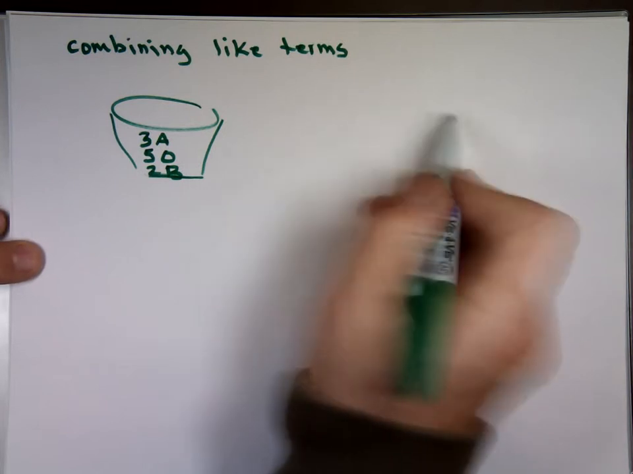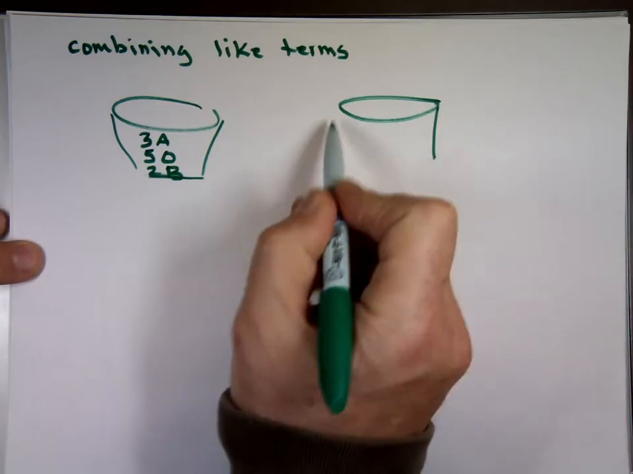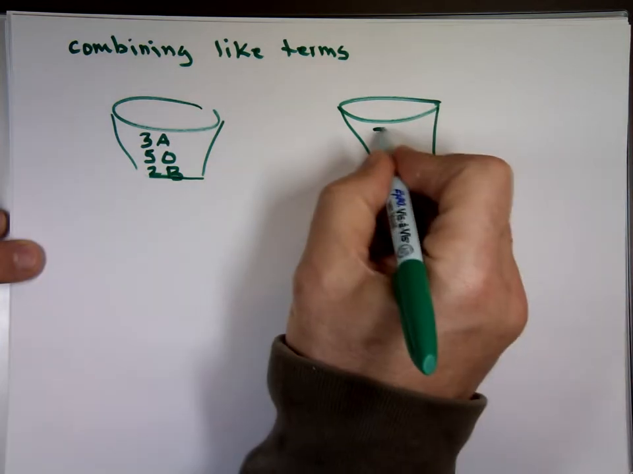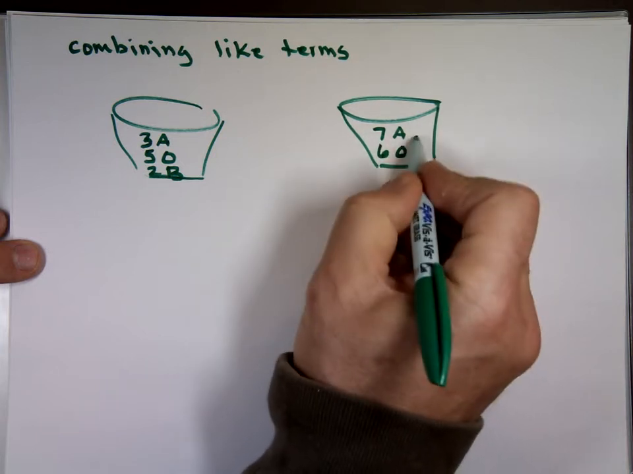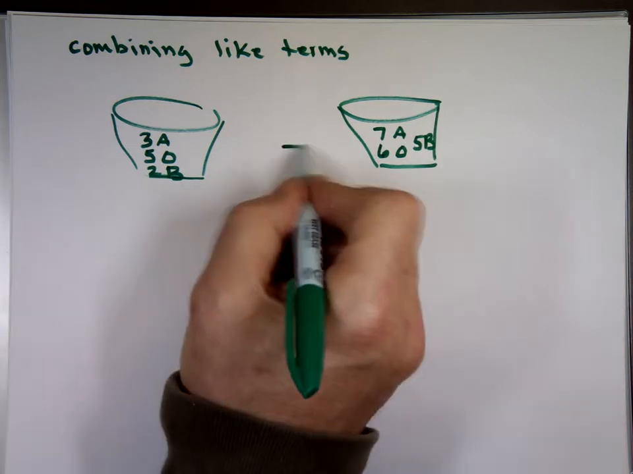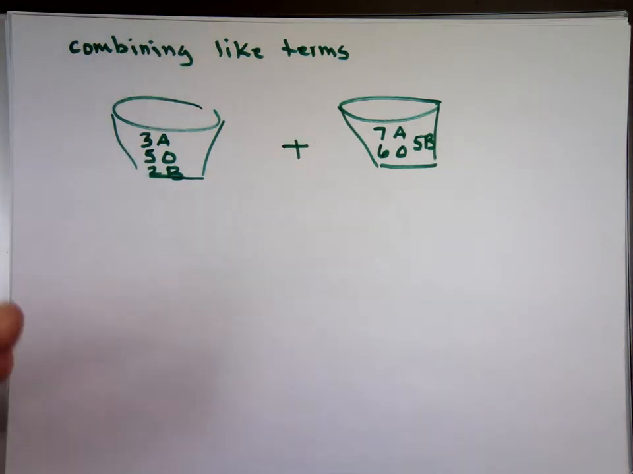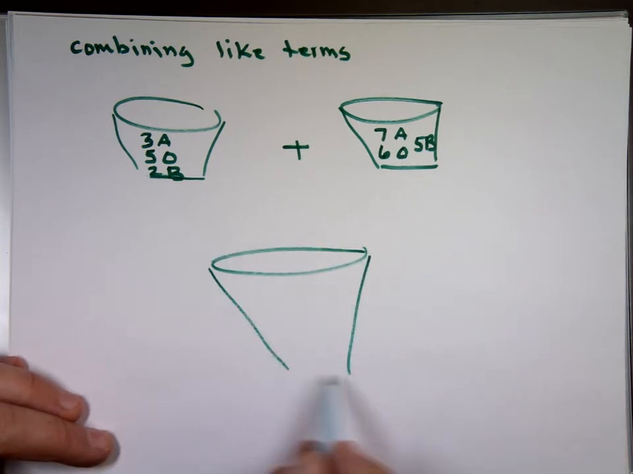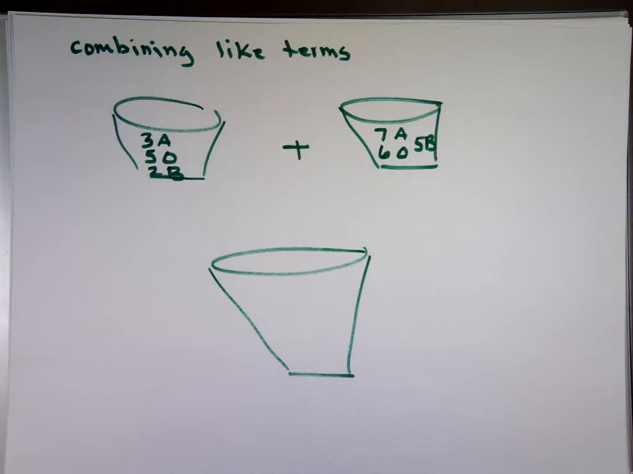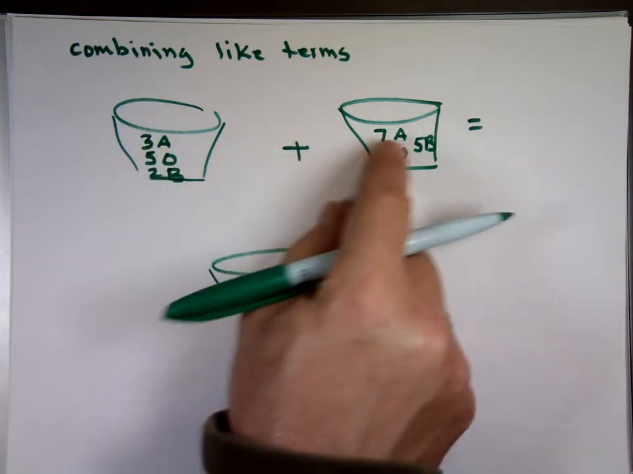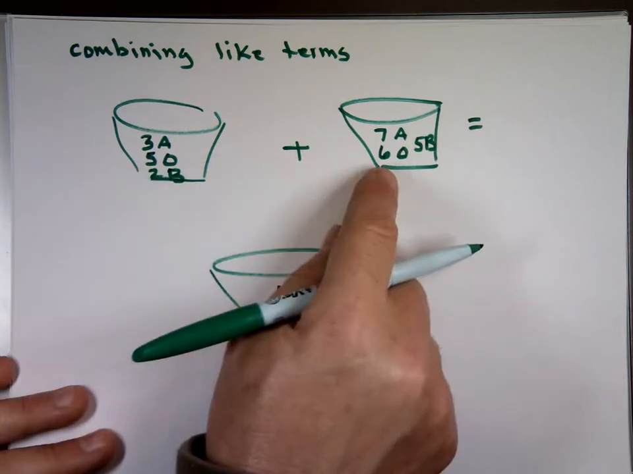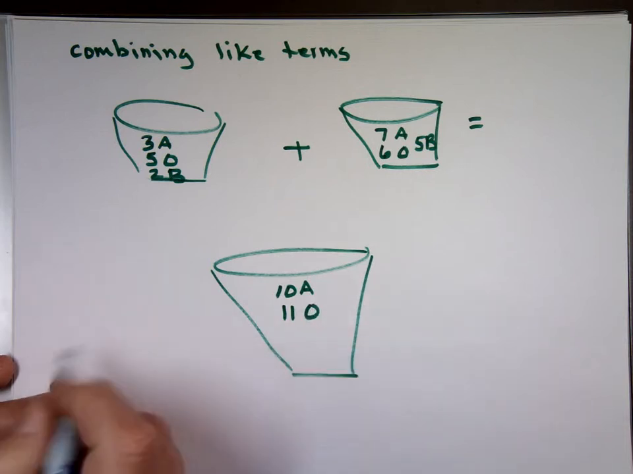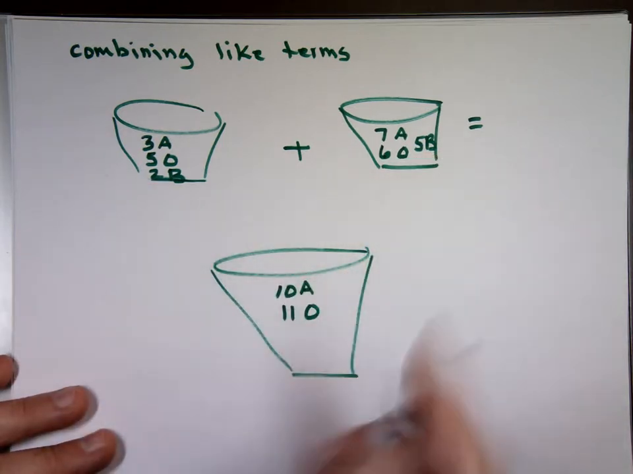You also got another fruit basket from your aunt. This has 7 apples, 6 oranges, and 5 bananas. If you take these 2 baskets and add them together, put them in a bigger basket, what do you have in the big basket now? You'll have 3 apples plus the 7 apples, which is what? 10 apples. 5 oranges plus 6 oranges, you'll have what? 11 oranges. 2 bananas plus 5 bananas, you have what?